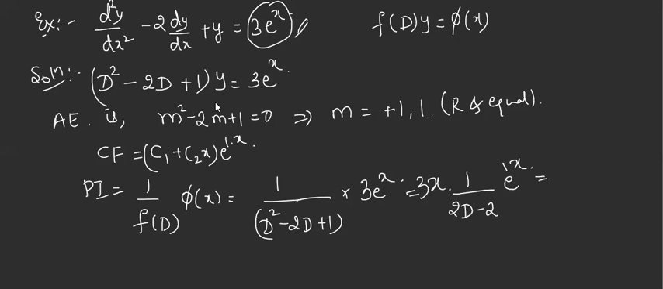Don't replace. What is to be done then? Multiply by x again, so 3x square, and differentiate the denominator. What is the derivative of 2D minus 2? 2. Tell me, is it the required answer, e raised to x? Yes, ma'am. Is anything to be replaced? No, there is no D. Where do I replace? This is free from D. So this is my PI.